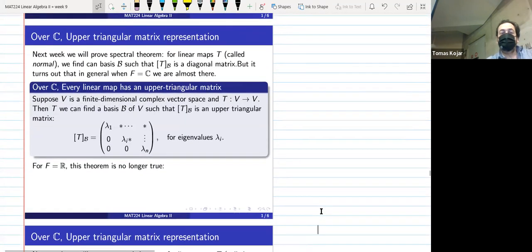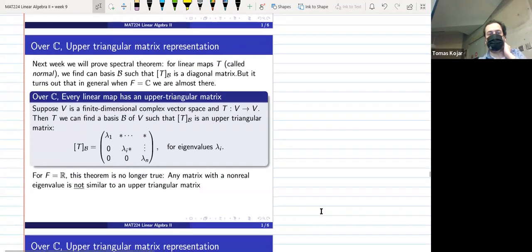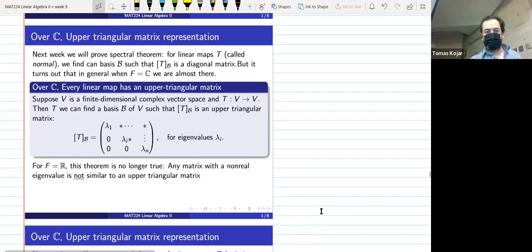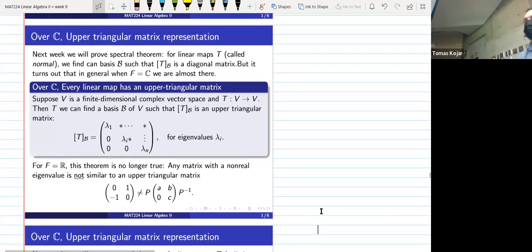So if your underlying field is the reals, this theorem is false. Take any matrix that has non-real eigenvalues, okay? Then you cannot transform it to an upper triangular matrix. And here's the example. You take this rotation matrix you saw in the first week. There is no P that can take you to upper triangular.